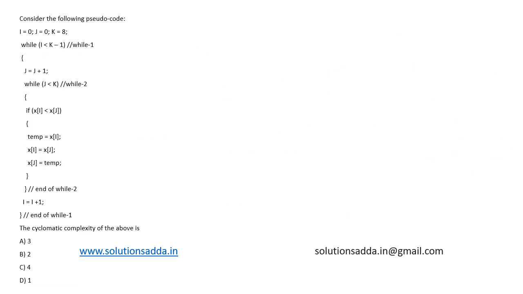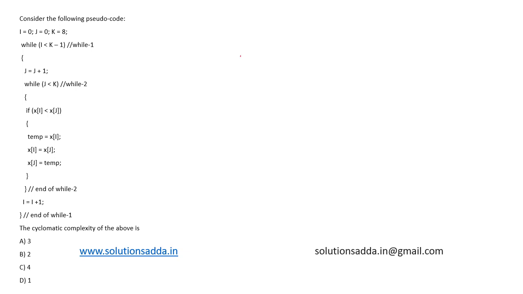This is a previous year ISRO question. We are given a pseudocode and we are asked to find out the cyclomatic complexity. First of all, what is cyclomatic complexity? It is defined as the quantitative estimate of the number of linearly independent paths in a code. Also, it is calculated using the control flow graph of the program. Some of the important points to note here is that if the code does not have any control flow statement, then cyclomatic complexity is 1.